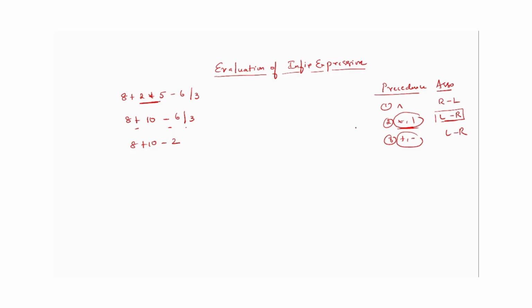Now we have plus and minus here. Both have same precedence. So how do we know which operator to solve first? We look at the associativity. It is left to right. Therefore we solve this first, right? Then now 18 minus 2, that is equal to 16. 16 is our answer. This is a simple evaluation of infix expression.